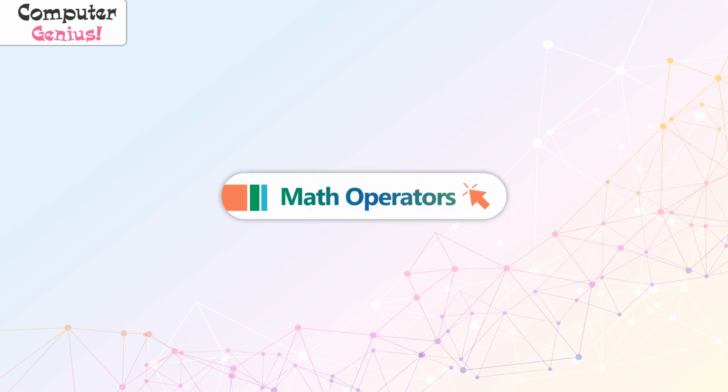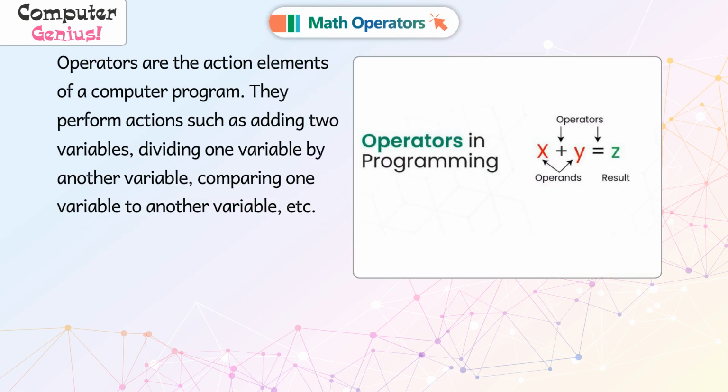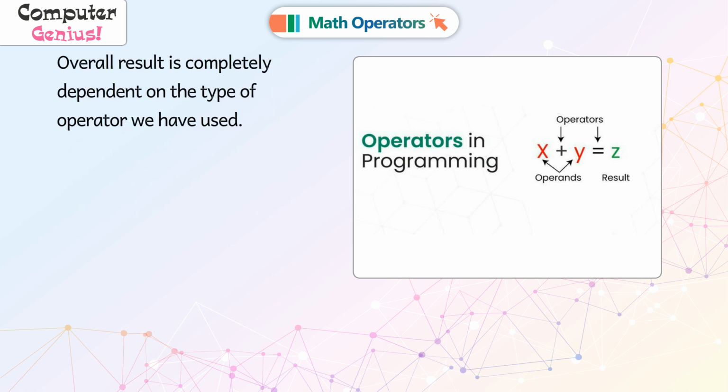Math operators. Operators are the action elements of a computer program. They perform actions such as adding two variables, dividing one variable by another variable, comparing one variable to another variable, etc. The overall result is completely dependent on the type of operator we have used.